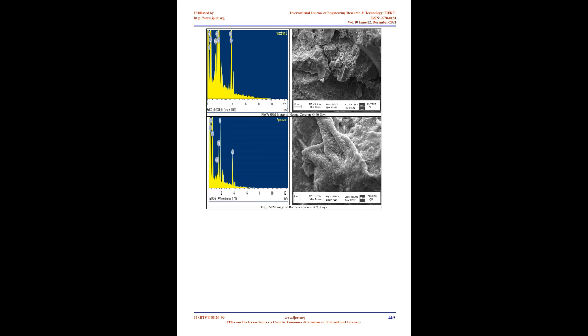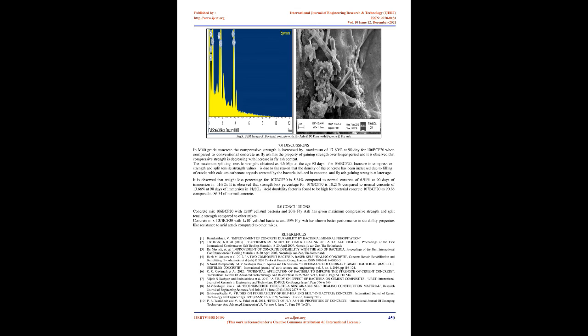7.0 Discussions. In M40 grade concrete, the compressive strength is increased by a maximum of 17.8% at 90 days for 106 BCF20 when compared to conventional concrete, as fly ash has the property of gaining strength over a longer period, and it is observed that compressive strength is decreasing with increase in fly ash content. The maximum splitting tensile strength obtained is 4.6 MPa at the age of 90 days for 106 BCF20. Increase in compressive strength and split tensile strength values is due to the density of the concrete having increased due to filling of cracks with calcium carbonate crystals secreted by the bacteria induced in concrete, and fly ash gaining strength at later age.